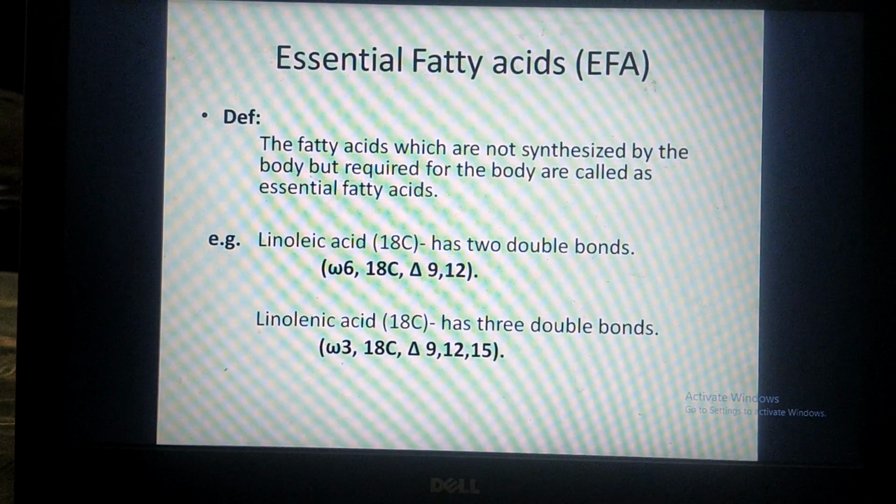First, essential fatty acids. As the name suggests, they are essential for the body but not synthesized by the body. Examples: linoleic acid and linolenic acid. Linoleic acid has 18 carbons and 2 double bonds. It belongs to the omega 6 family, and linolenic acid also has 18 carbons but 3 double bonds, and it belongs to the omega 3 family.